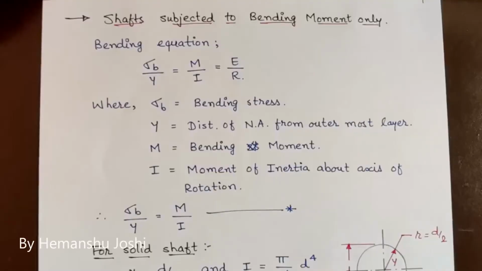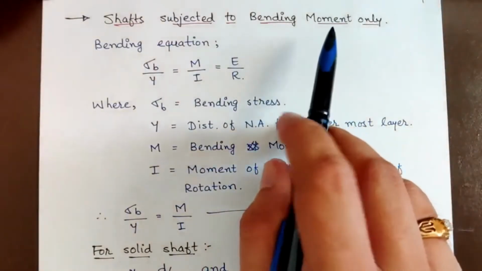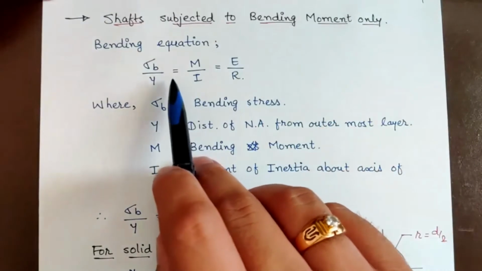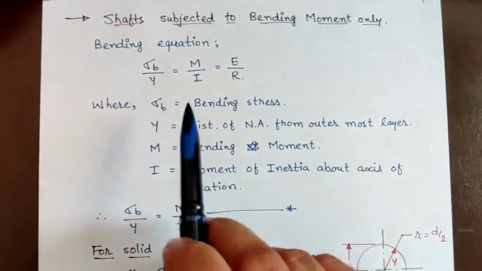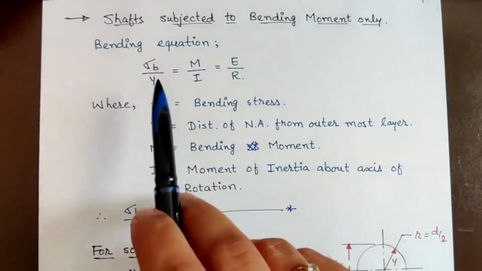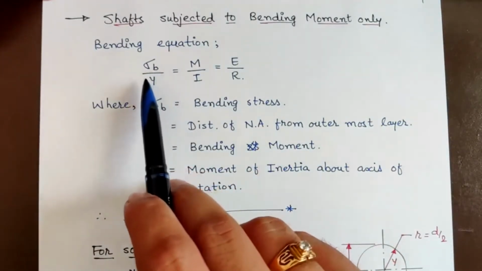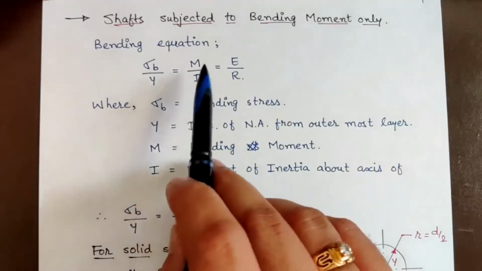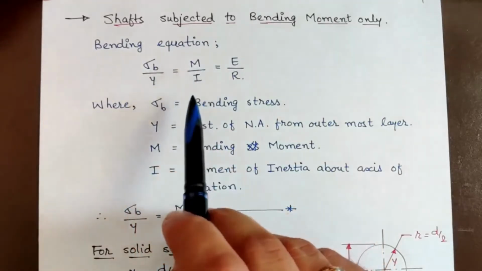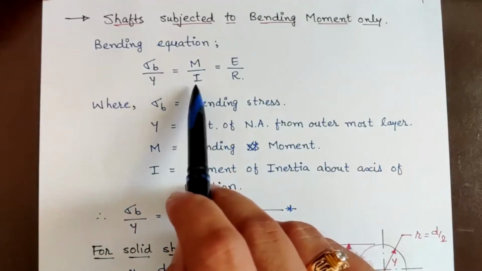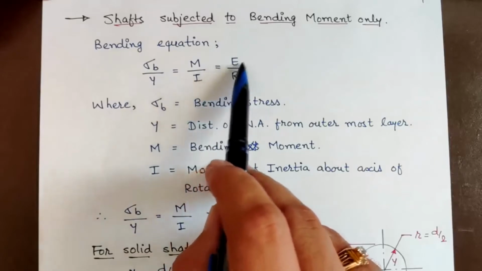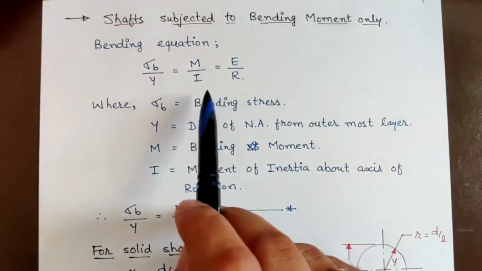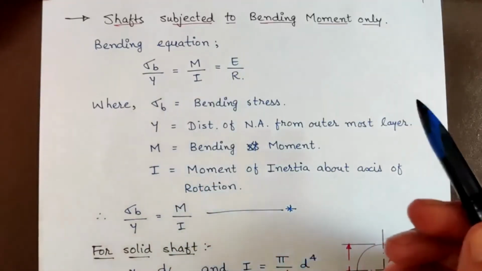In this video, we will design a shaft subjected to only bending moment. Now we know that the equation of bending is sigma b by y is equal to M by I is equal to E by R. Here sigma b is bending stress, y is the distance of extreme layer from neutral axis, capital M is bending moment, capital I is moment of inertia about the axis of rotation, capital E is modulus of elasticity, and capital R is radius of curvature.